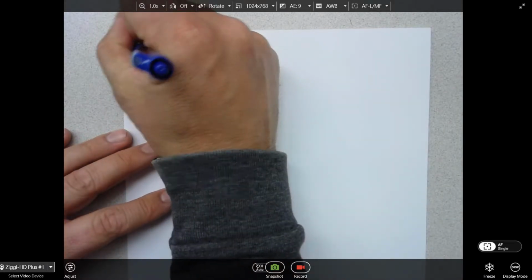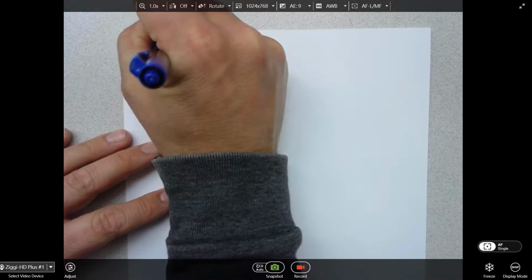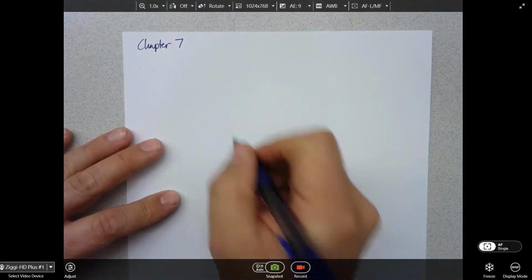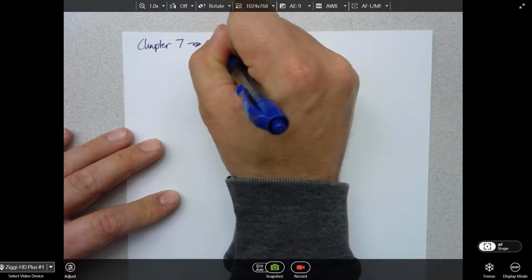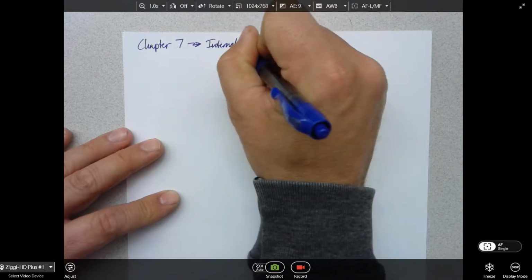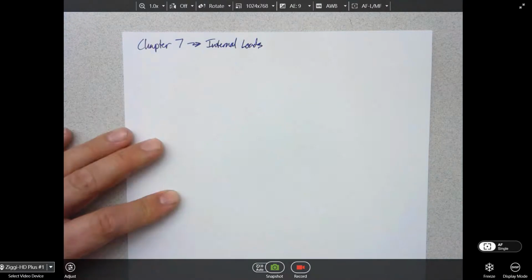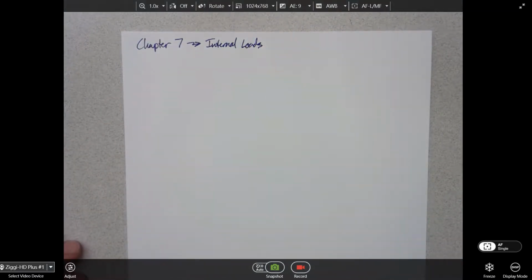But today we're starting chapter 7, so let's dive in. Chapter 7 is all about internal loads. This is going to be really key for moving along when we get to strength of materials, which is not winter term but spring term.